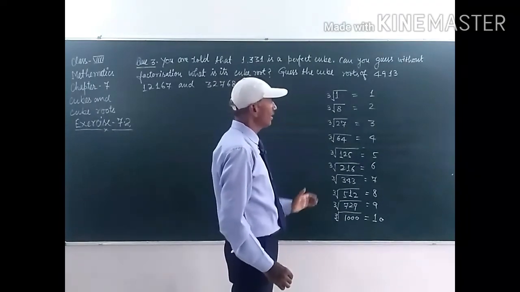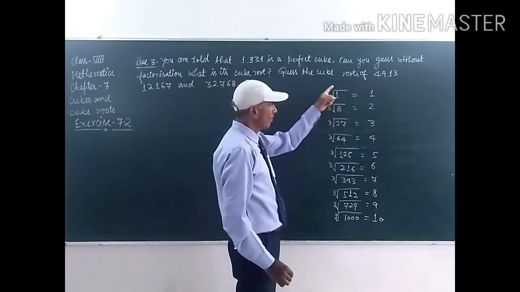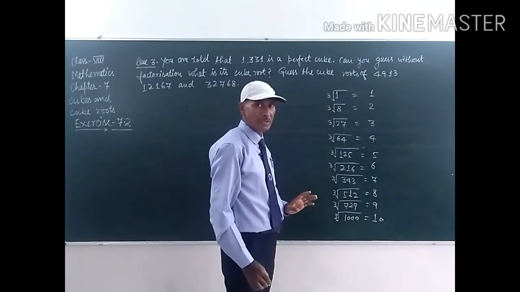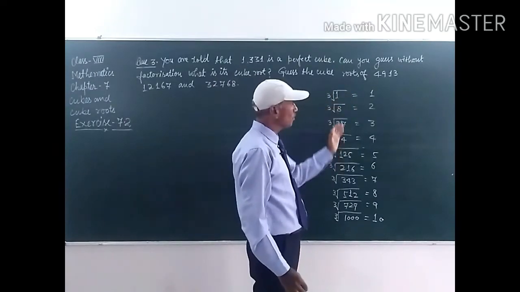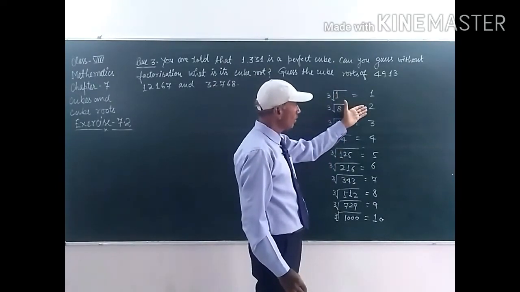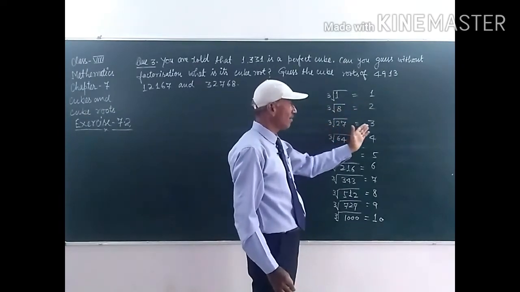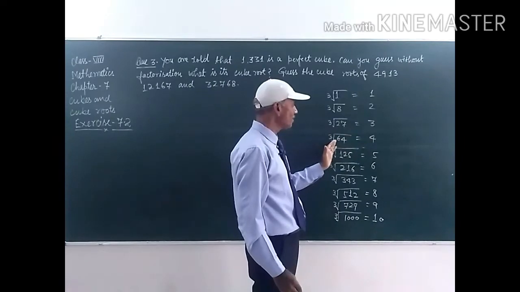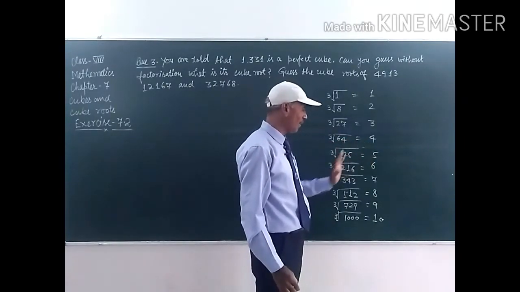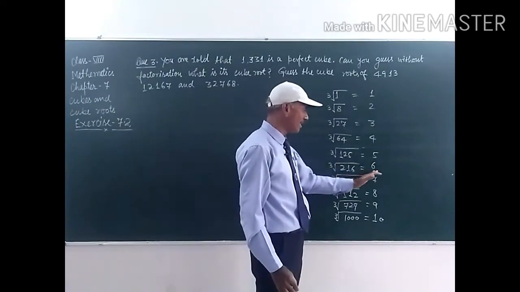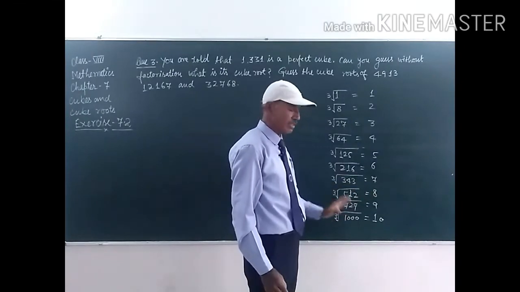We have written here the perfect cube numbers from 1 to 1000. Clear, student? So, the cube roots of these perfect cubes are 1; cube root of 8 is 2, cube root of 27 is 3, cube root of 64 is 4, cube root of 125 is 5, cube root of 216 is 6, cube root of 343 is 7, and so on, student.